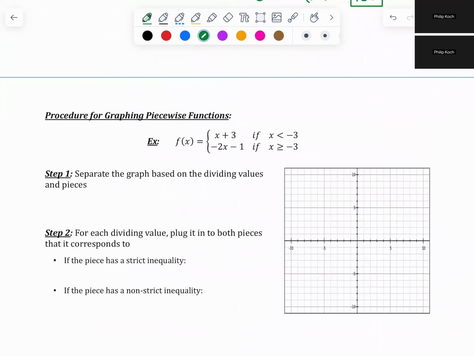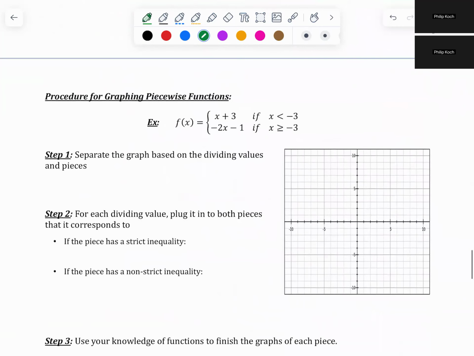Step 1 is to separate your graph based on the dividing values into pieces. I'm going to label this as piece 1, and the second one is piece 2. The dividing value is negative 3. And so piece 1 is defined for all values strictly less than negative 3. So right at negative 3, I'm going to draw this down below. That's piece 1. And then piece 2 includes it. Like that. That's piece 2.